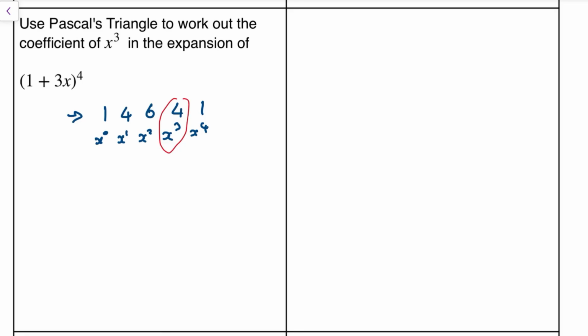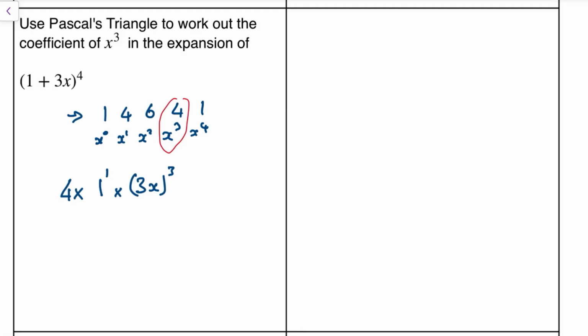So therefore, my expansion of that particular term is going to be 4, which is the combinations bit, times by 1 to the power of, well, I want x cubed, and this is a 4, and 4 minus 3 is 1. So in other words, it's going to be 1 to the power of 1. Obviously, I don't need to write 1 to the power of 1, but just so you know what I'm doing. And I'm going to multiply that by 3 times x to the power of 3.